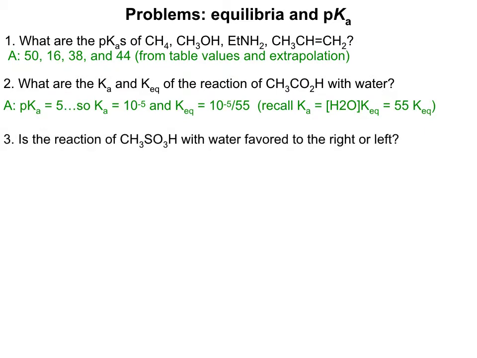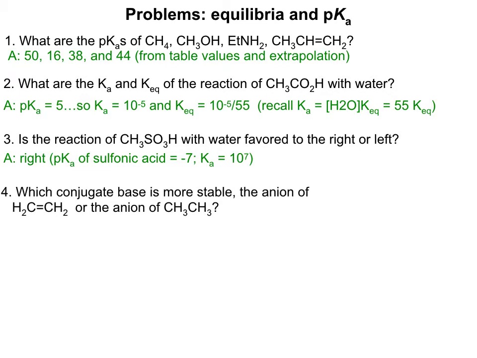So the next question is the reaction of sulfonic acid. This is methane sulfonic acid with water, favored to the right or left? First thing I want to say about this is assume that any sulfonic acid, something that has an SO3H, could have a methyl like here, could have a phenyl, could have something else. But assume this is a very strong acid, something like the pKa of HCl, which is minus 7. And so the answer to this is to the right. If the pKa is around minus 7, then the Ka is 10 to the 7th. This is strongly favored to the right.